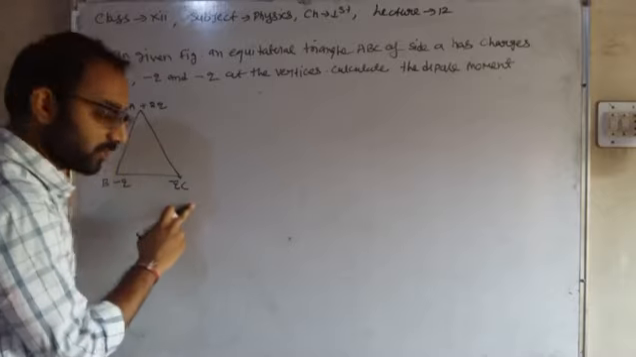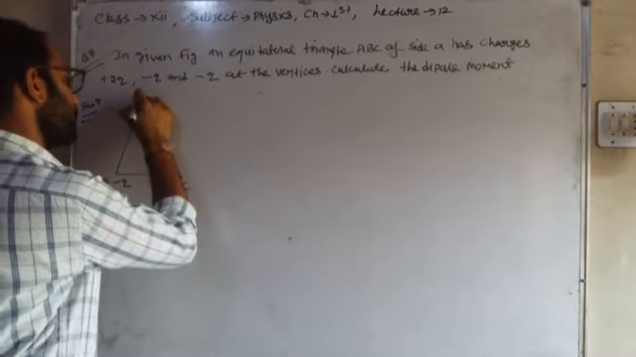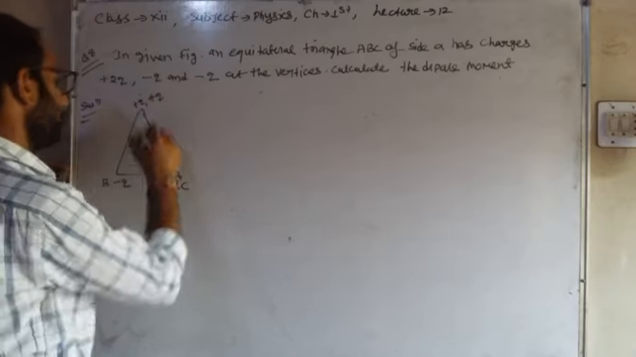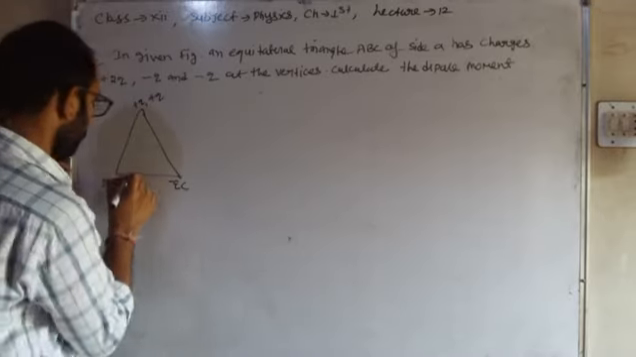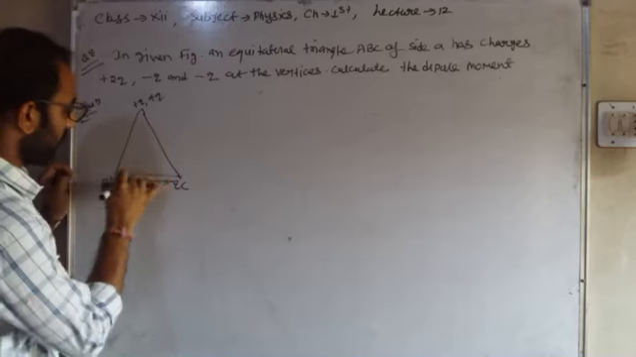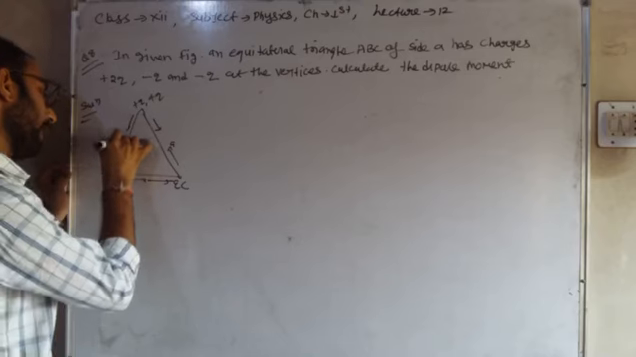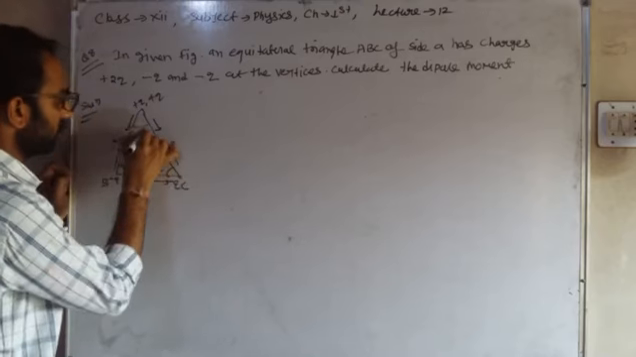This is minus 2q charge and these are plus q and plus q. Then one dipole is plus q and minus 2q, and second dipole is the other plus q and minus 2q. And the side is a, this one is also a, and this one is also a. And the angles of the equilateral triangle are 60, 60 and 60. Any doubt?